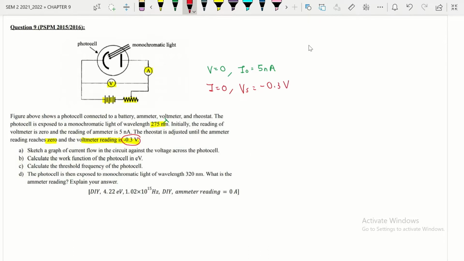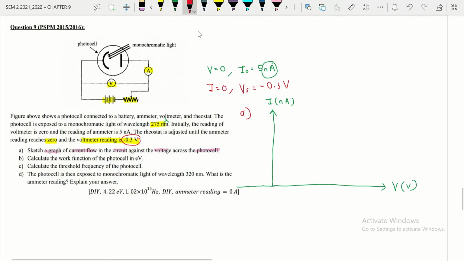Okay, so the first question asks us to sketch a graph of current flow in the circuit against the voltage across the photocell. So what graph do we want now? You guys draw, use pencil and ruler, miss just does it freehand. The graph is a graph of current flow, in nanoampere because that is the unit, against our voltage V. For this graph you should already know what it looks like.